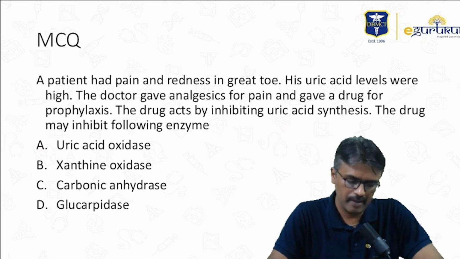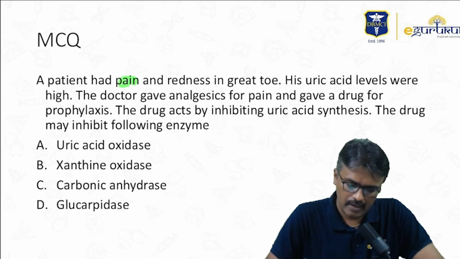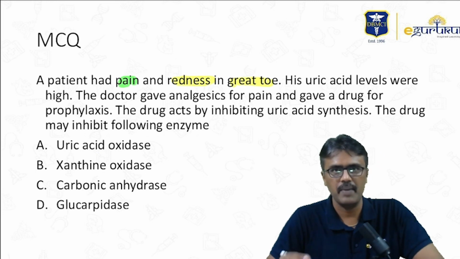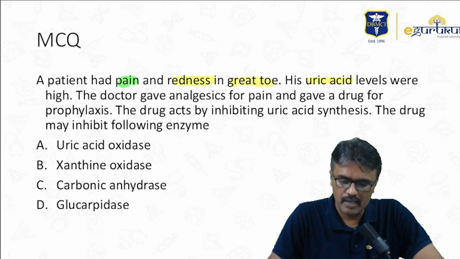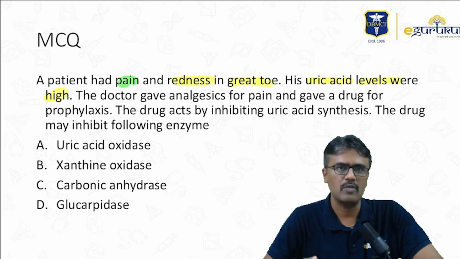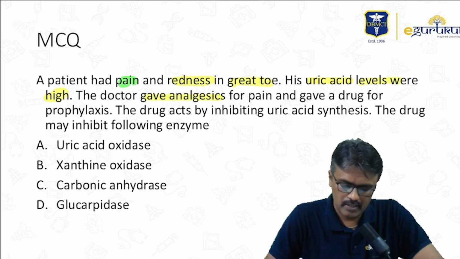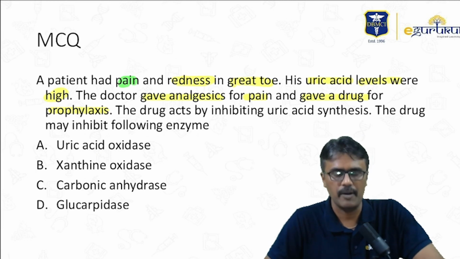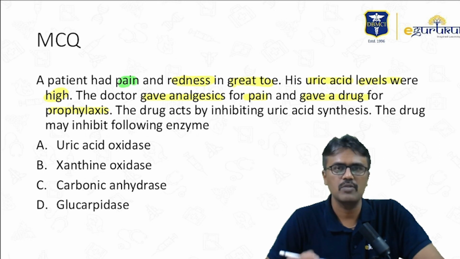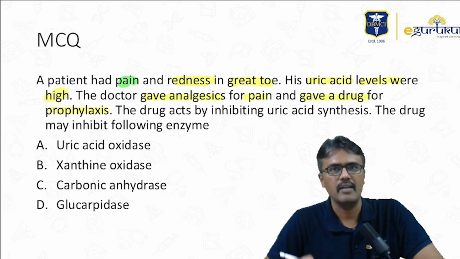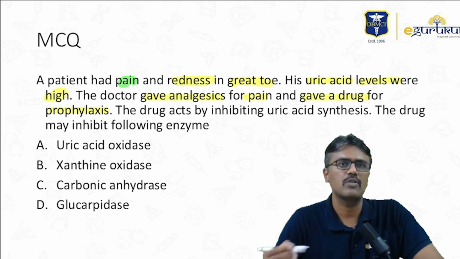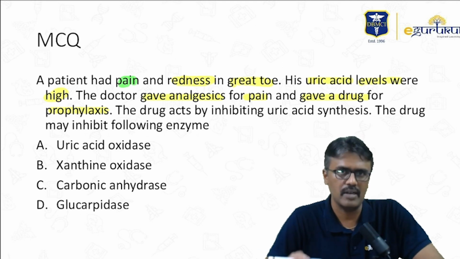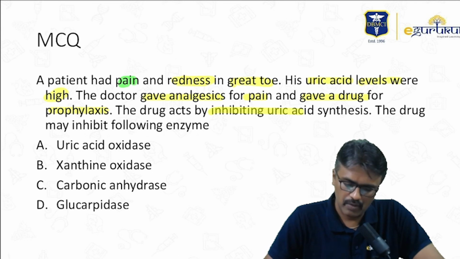A patient had pain and redness in grade 2, and his uric acid levels were high. So it points towards a direct question: it's an acute gout. The doctor gave analgesics for pain and gave a drug for prophylaxis. You know that there are two gouts, acute and chronic gout. In acute gout we use NSAIDs, colchicine and steroids. And for prophylaxis we use drugs which either inhibit some enzymes, or we use uricosuric drugs, or we use a recombinant enzyme.